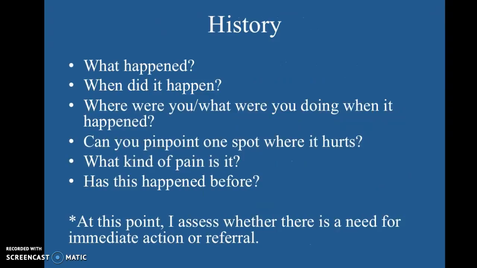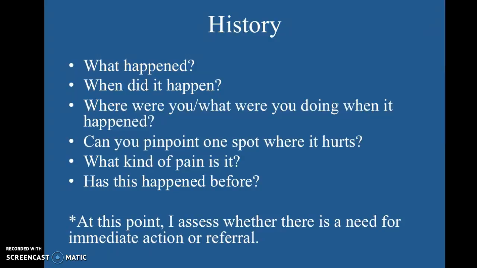Next, I kind of assess through a history. I ask what happened, when did it happen, where were they when it happened, or what were they doing, playing a sport, were they at home, fall down the stairs, that sort of thing. Can they pinpoint one spot where it hurts and what kind of pain it is, and has it happened before if they have a previous injury.